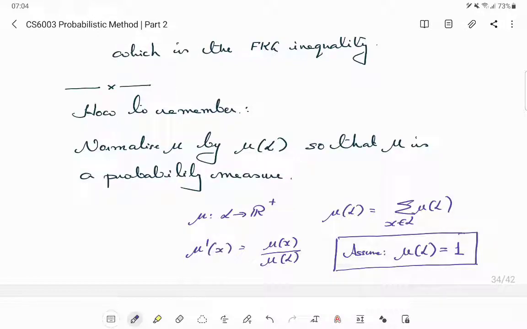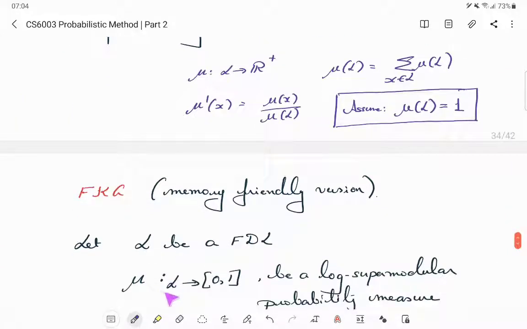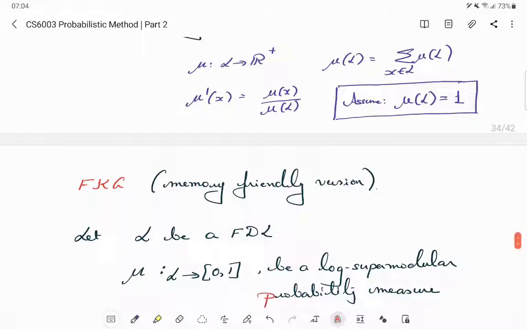Okay, but once you assume that, mu satisfies all the requirements for a probability measure, right? Why? Because once you do that, mu is a function from the lattice. Originally it was to all positive real numbers, but now it is to the closed interval 0, 1. Moreover, if you sum up mu, it results in 1. This is all the requirements of a probability mass function. Its range has to be in 0, 1, and if you add up everything, you should get 1. So it satisfies the definition of a probability measure.